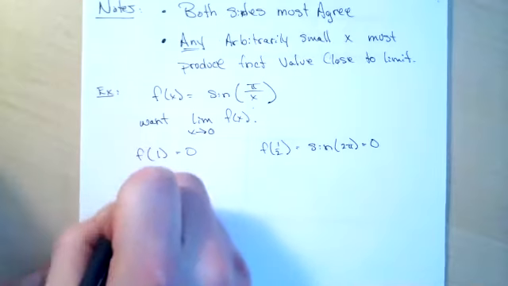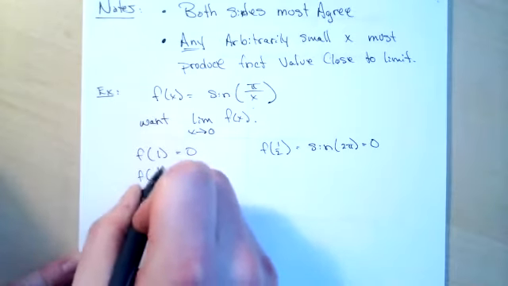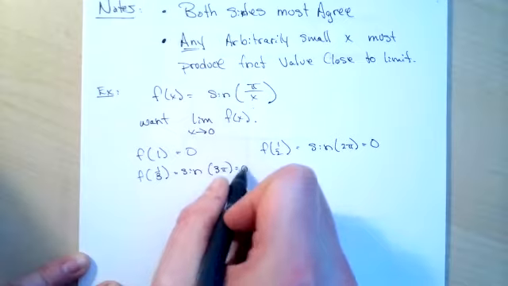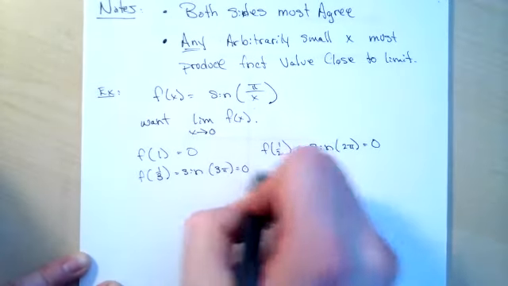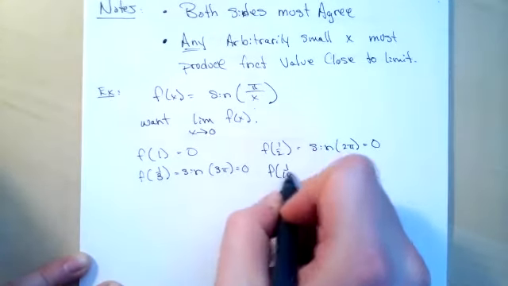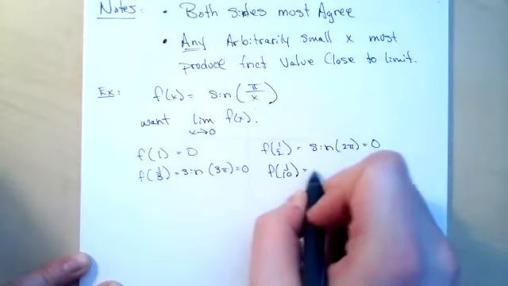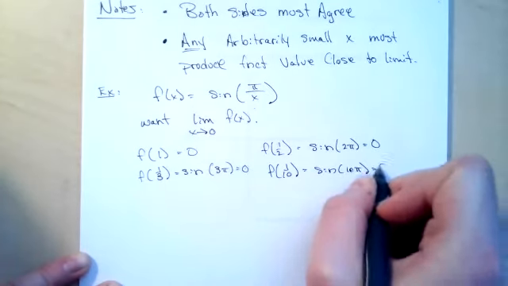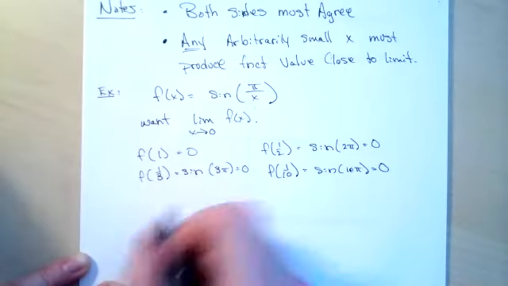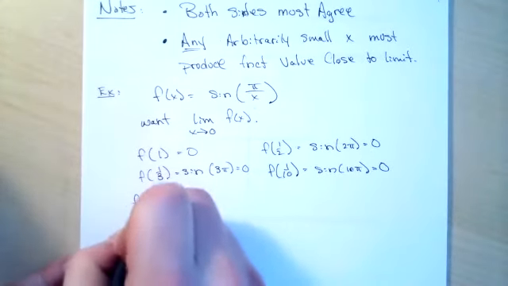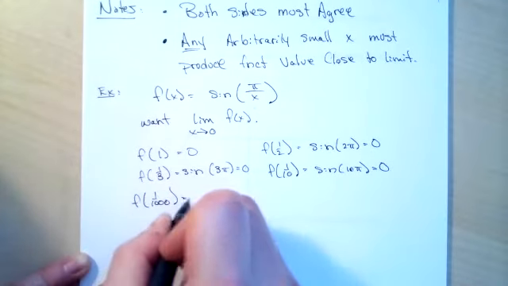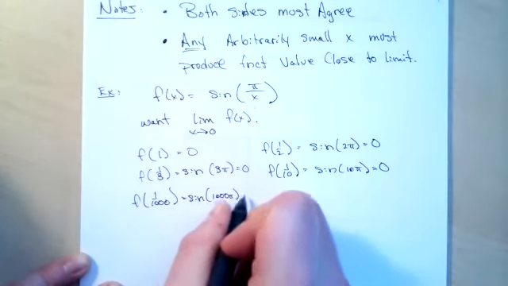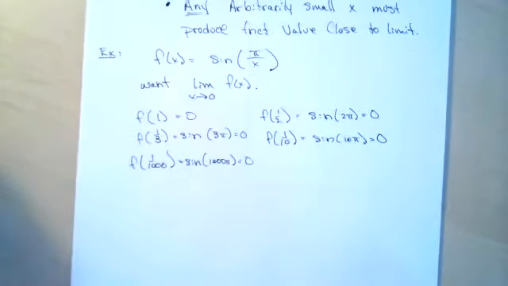That's going to be 0. f of 1/3, sine of 3 pi, also 0. And you kind of see if we keep going, f of 1/10 is sine of 10 pi, gives us 0. f of 1/1,000th, sine of 1,000 pi, also gives us 0.